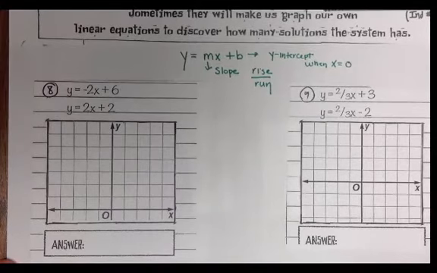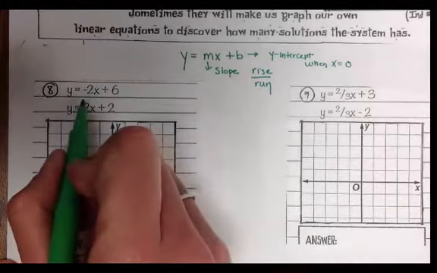Our first one is y equals negative 2x plus 6. So negative 2 represents our slope and 6 represents our y-intercept. If we look at our slope of negative 2, we could put negative 2 over 1. This means that we would go down 2 units and to the right 1 unit. So we're going to start at our y-intercept, which is positive 6. This is our origin, 0, 0, so we're going to go up 6 units: 1, 2, 3, 4, 5, 6.